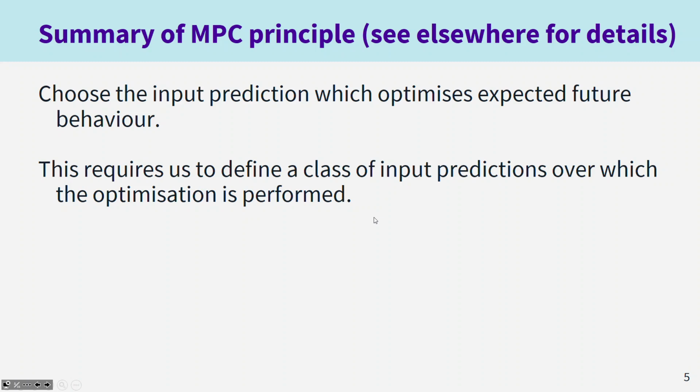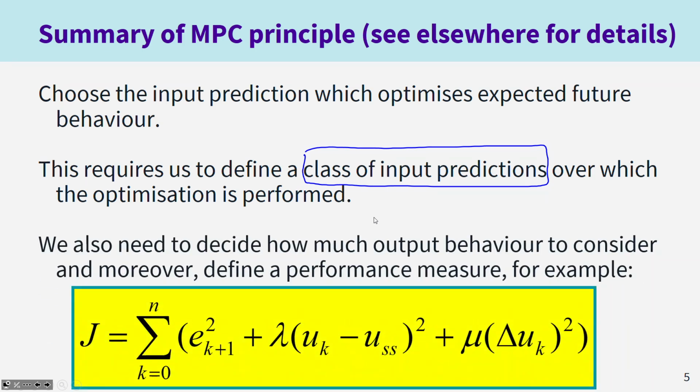So a summary of how MPC works then. What you need to do is choose the input prediction which optimizes the expected future behavior. So that's the whole concept of MPC. Now in order to do that, we need to define a class of input predictions over which we're going to do our optimization. And we also need to decide what optimum means.